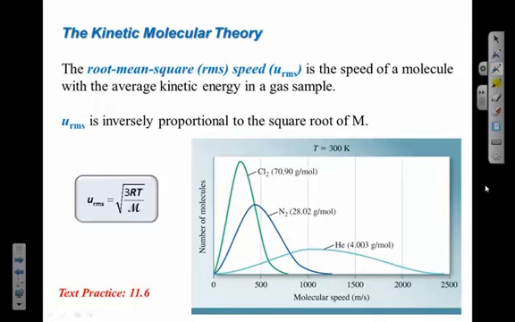So which has more kinetic energy here? The helium or the chlorine? How many people say helium? How many people say chlorine? How many people say they're the same? Awesome. Good job. Right, they're the same, right?